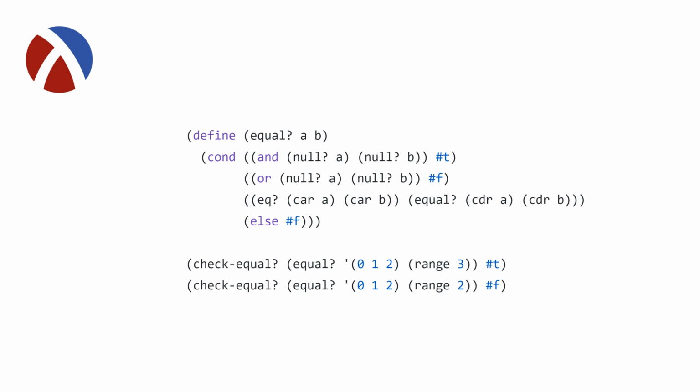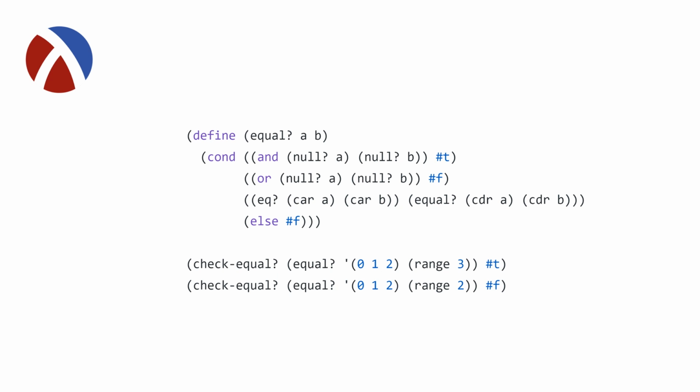And so here is my solution. We're defining our procedure equal? that takes 2 lists a and b, and then we have our conditional expression cond. In our first clause, we're checking if both of a and b are null. If this is the case, we return true because 2 empty lists are equal. This is also one of our base cases.